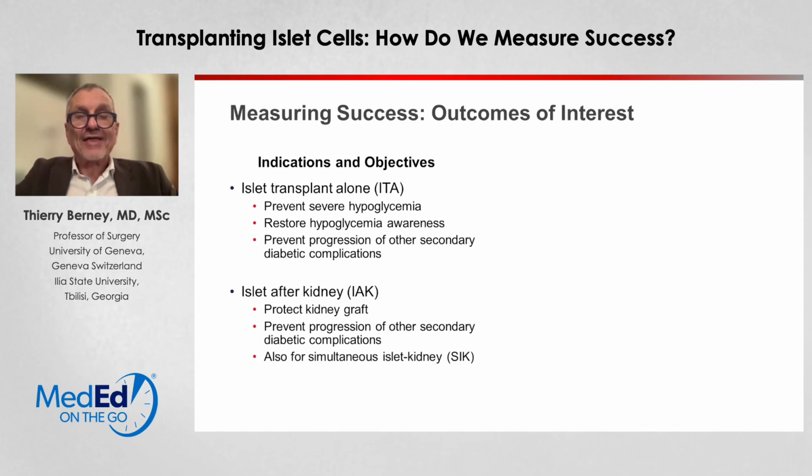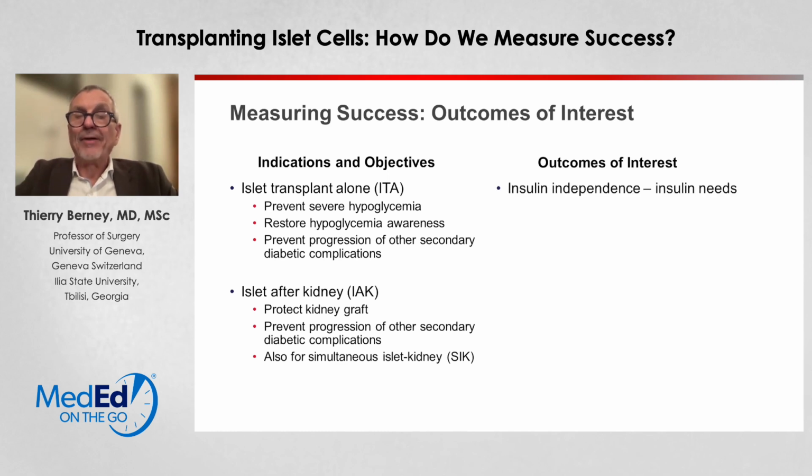In islet after kidney, it's a different ball game. You need to protect the kidney graft primarily, but of course you also need to prevent the progression of other secondary diabetic complications in the long run. And in countries outside of the US where simultaneous islet kidney is also performed, this is the same objective. So in this regard, what are the outcomes of interest?